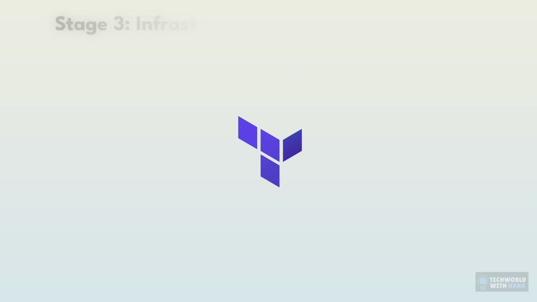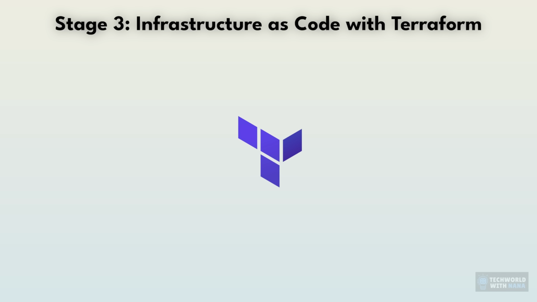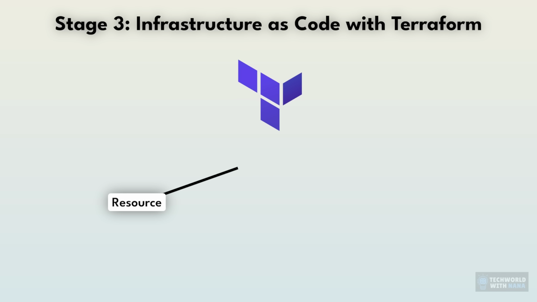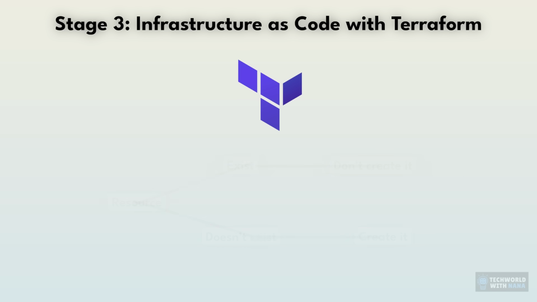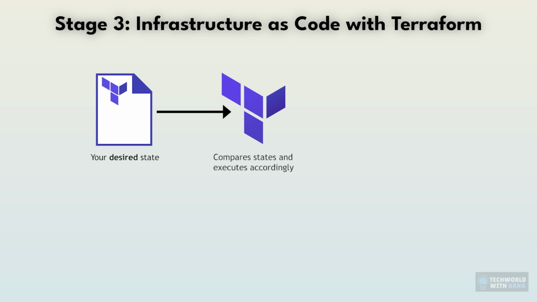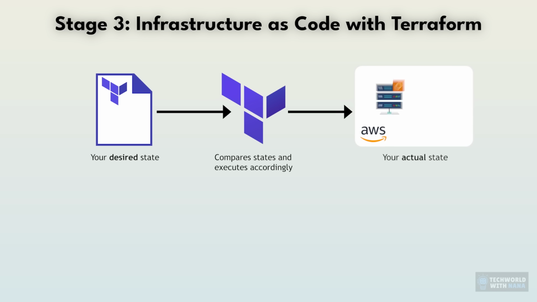So welcome to stage 3, infrastructure as code. With Terraform, you completely change how you think about infrastructure. Instead of writing imperative scripts that say, do this, then do that. If resource exists, don't create it. If it doesn't exist, then create it. Instead of these imperative commands, you write declarative configuration that says, this is what I want to exist.